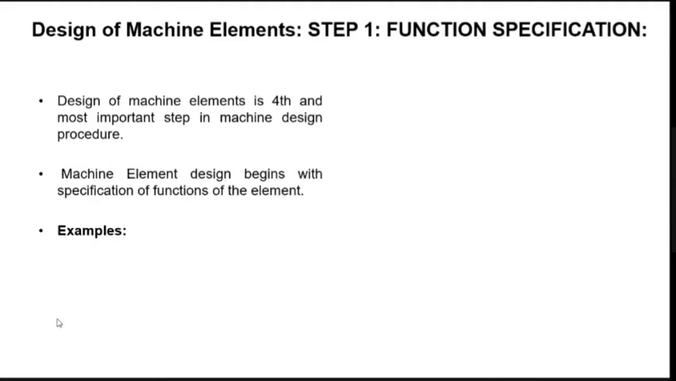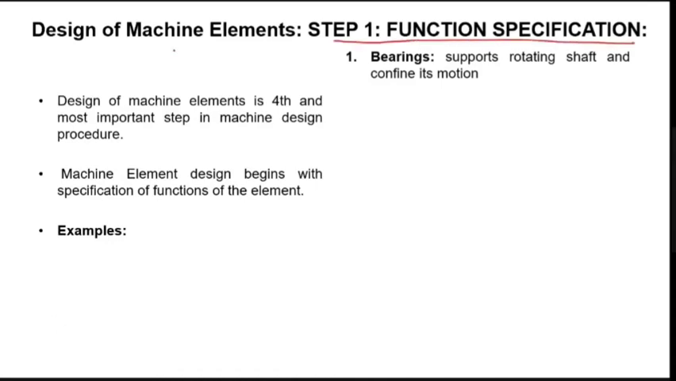Now, let us take an example to understand this. Okay. The first step is function specification. What is the first step in your design of element? The function specification. Means what? Any design of a machine element begins with the specification of the function of the element. You have to specify the function. Unless you specify the function, how will you select the components? How will you design the machine elements? Okay. The first step is function specification.